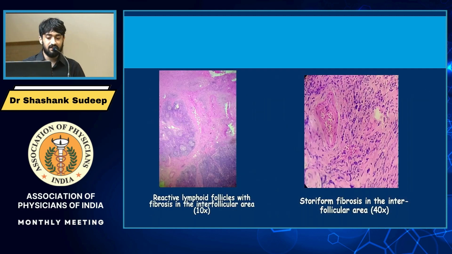So these are the slides. The one on the left is showing a reactive lymphoid follicle with lymph node hyperplasia, and the one on the right is showing the classical storiform fibrosis.